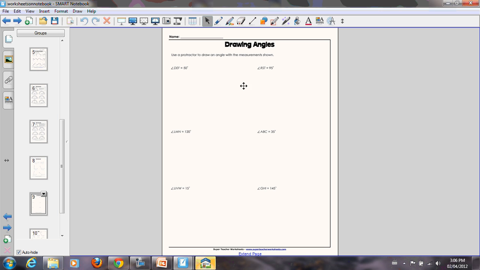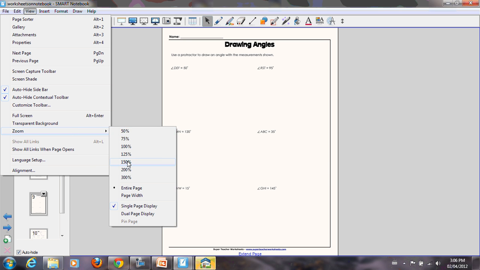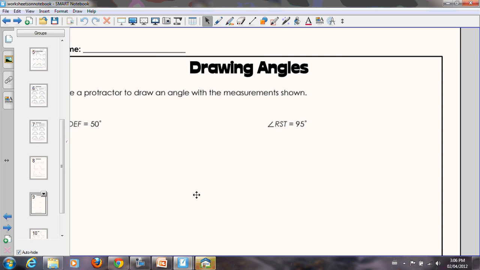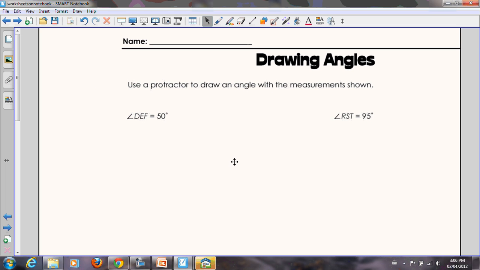So now that we've got angles measured, we're going to try to draw a few of our own of a certain degree. So I'm going to zoom in a little bit. Now I want to draw a 50-degree angle right here on this paper. Well, the first thing you always do when you draw an angle is just draw a bottom piece, something to start with. So I could do the same with this side too if I want.